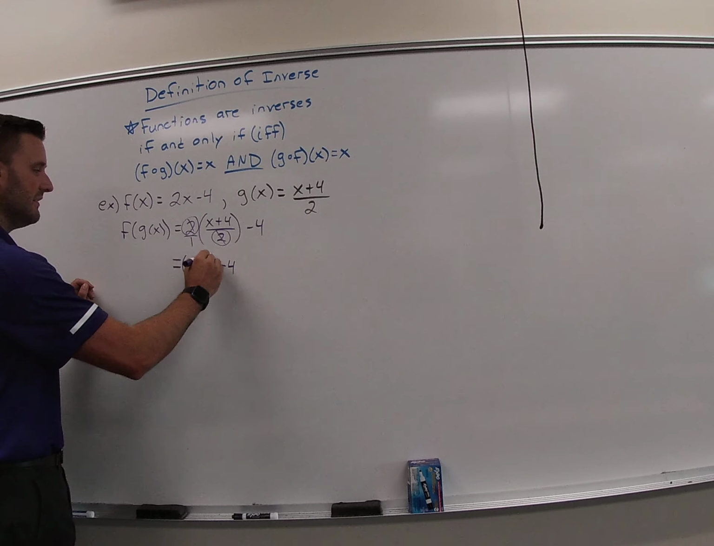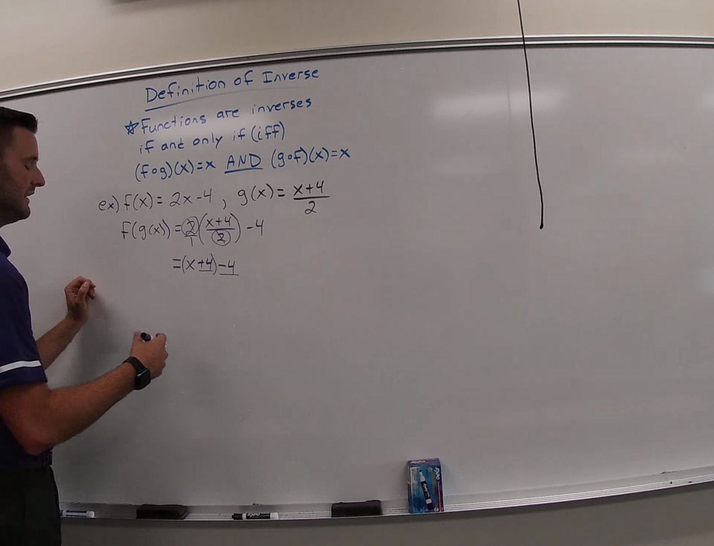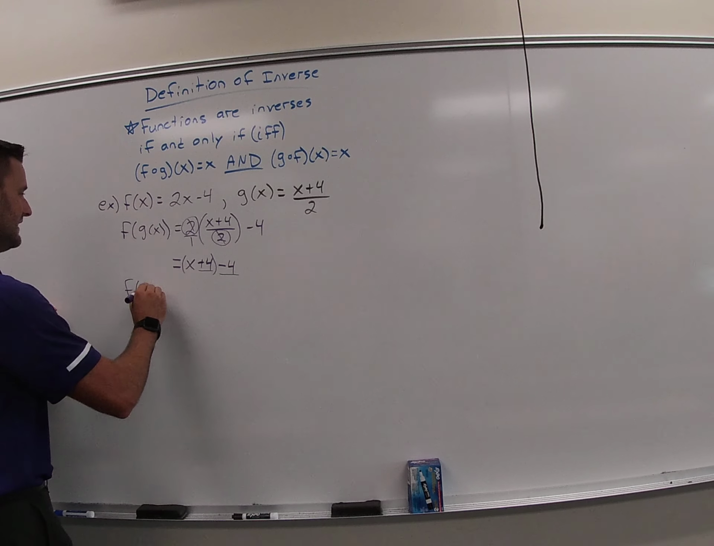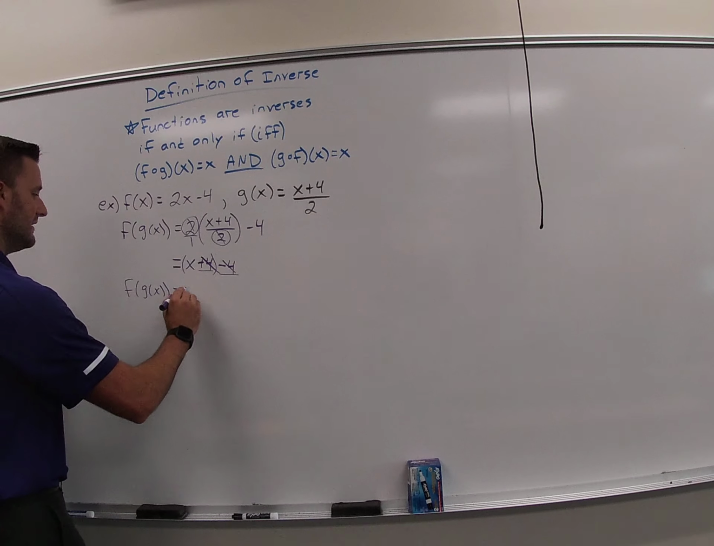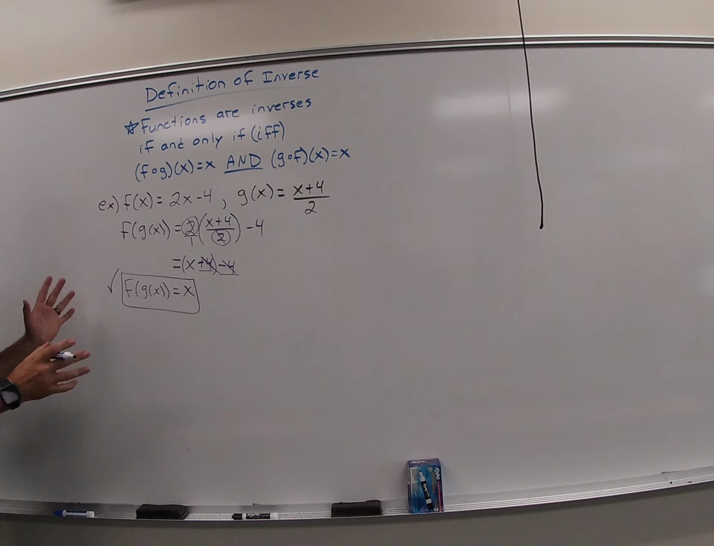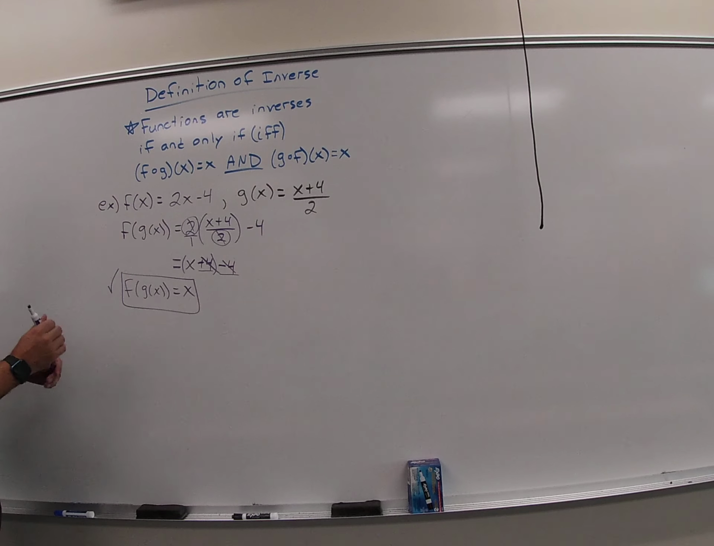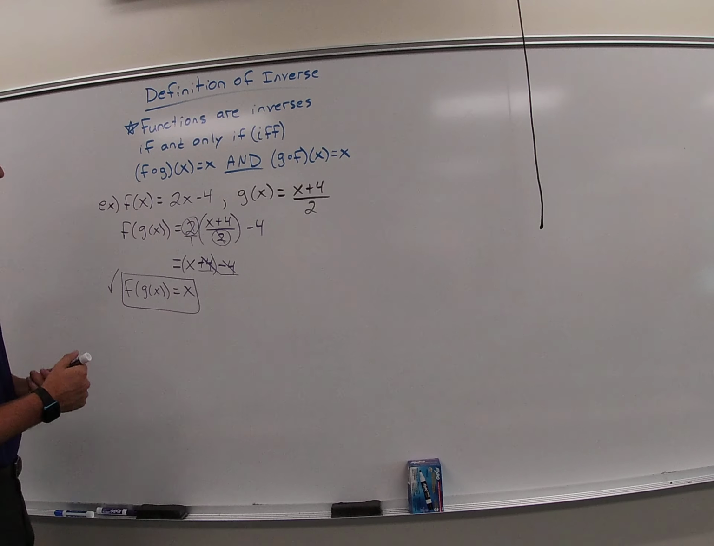So what's going to happen when I have x plus 4 minus 4? Well, when I combine my like terms, that's going to give me 0. Therefore, f of g of x is equal to, because those cancel out, this positive 1x. All right, now that's just one part. Check. That's good. We also have to make sure that g of f of x is also equal to a positive 1x. So let's take a look at this one.